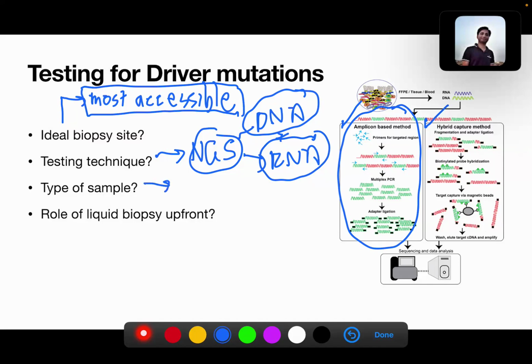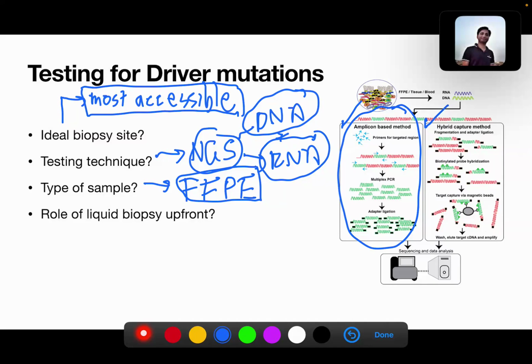Next is the type of sample. So you've got a formalin fixed paraffin embedded sample. You have to use 10% neutral buffered formalin, and you have to embed it in paraffin as well. So this sample has to be adequately prepared to detect the driver mutations. That is also very important. The way you prepare the sample, you have to use 10% buffered formalin, and it needs to be paraffin embedded.